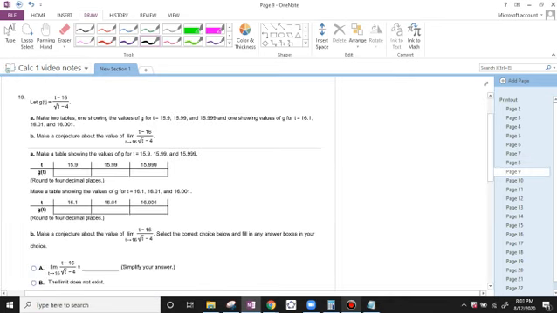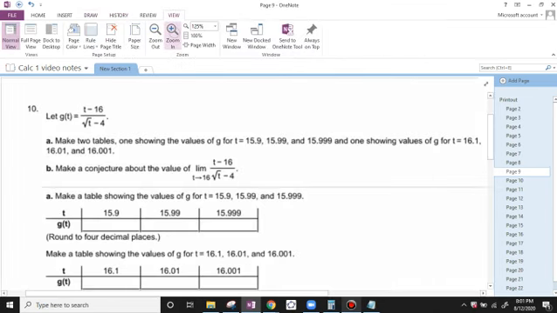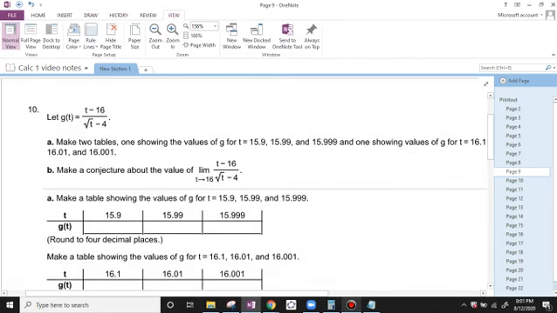Here we got a function and we want to look at the limit. Again, there would be a question like this on the final where you have to do this calculation with your calculator. I will use Desmos for this one in just a moment. Let's zoom in on it. Make 2 tables, one showing the values of g for 15.9, 15.99, 15.999.